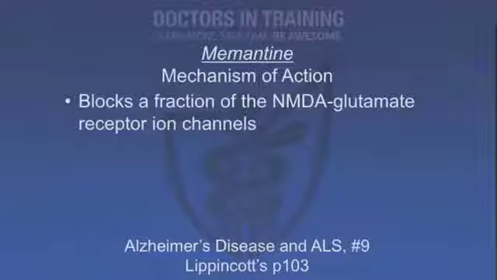So the mechanism of action of memantine. Memantine blocks a portion of the NMDA glutamate receptors, the ion channels. So it actually gets in there and blocks a fraction of those ion channels. In contrast, phencyclidine, or PCP, the illicit drug, basically blocks all of the NMDA-type glutamate channels.